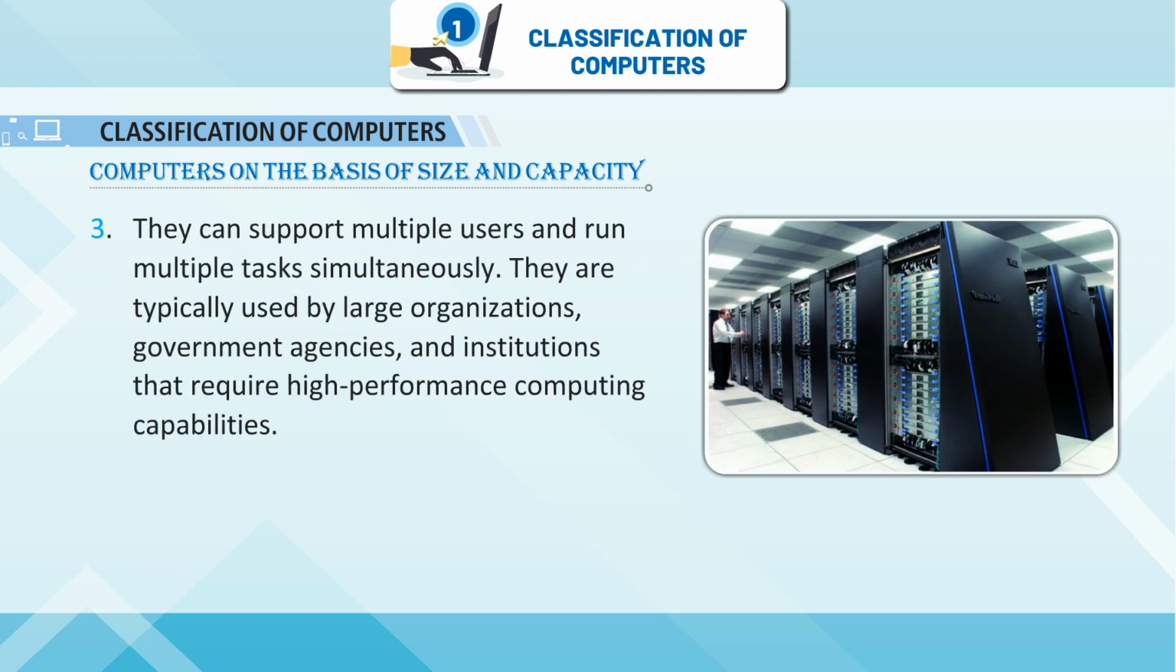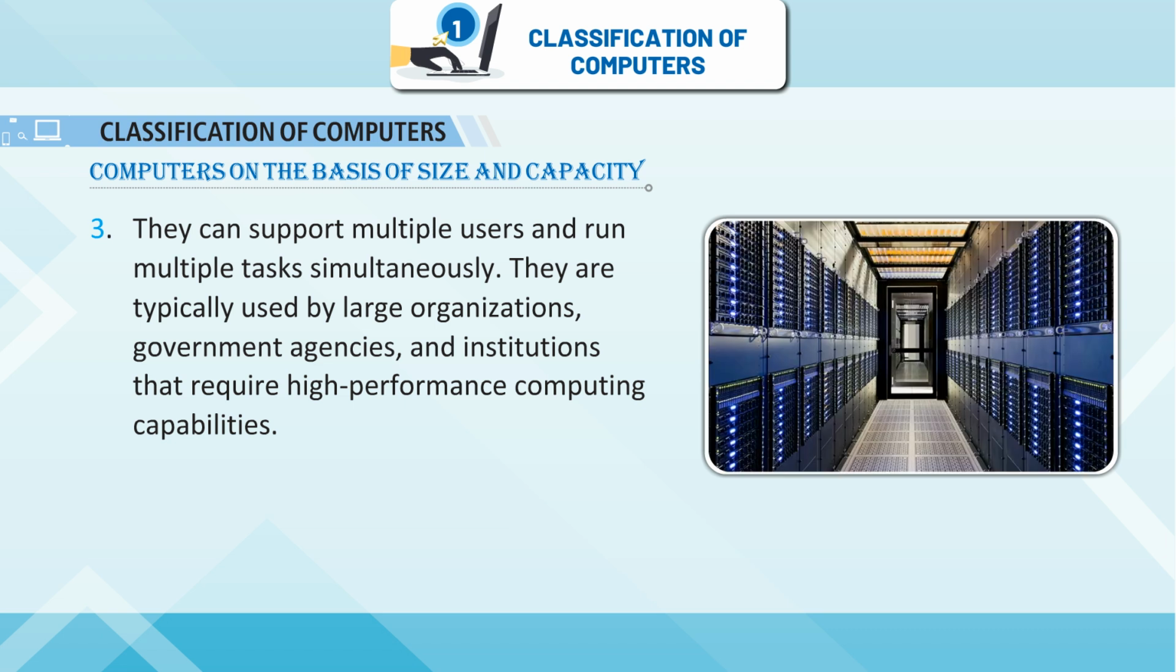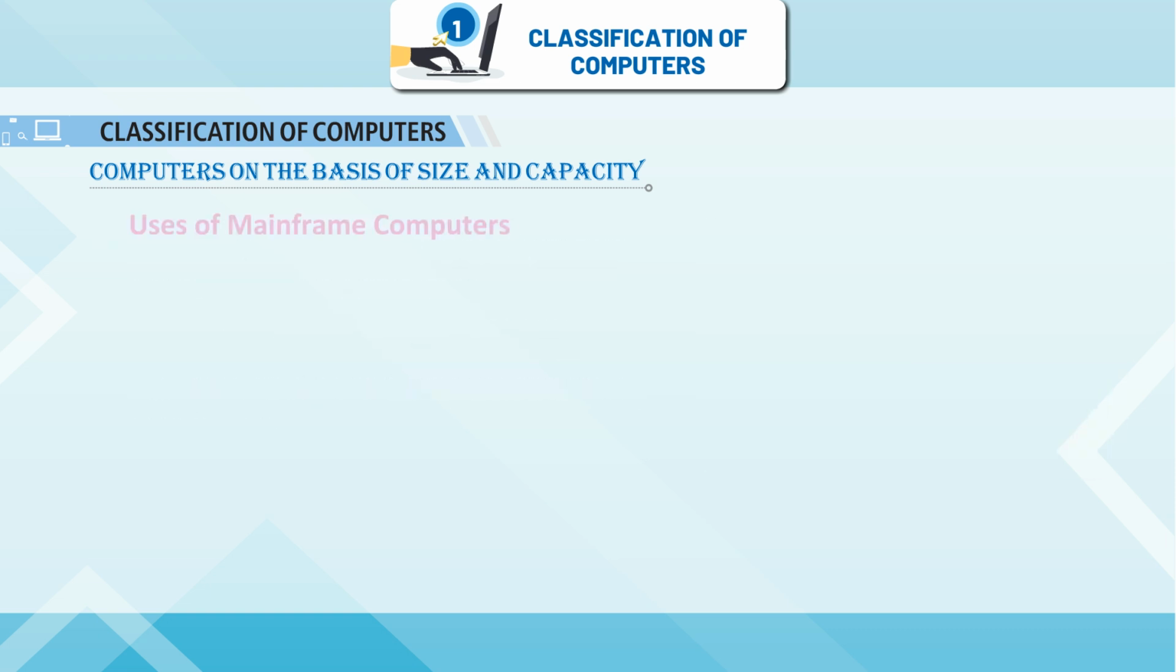Mainframe computers. Mainframe computers are large and more powerful computers than mini-computers. They are designed to handle a huge amount of data processing and perform complex calculations. They can support multiple users and run multiple tasks simultaneously. They are typically used by large organizations, government agencies, and institutions that require high-performance computing capabilities.